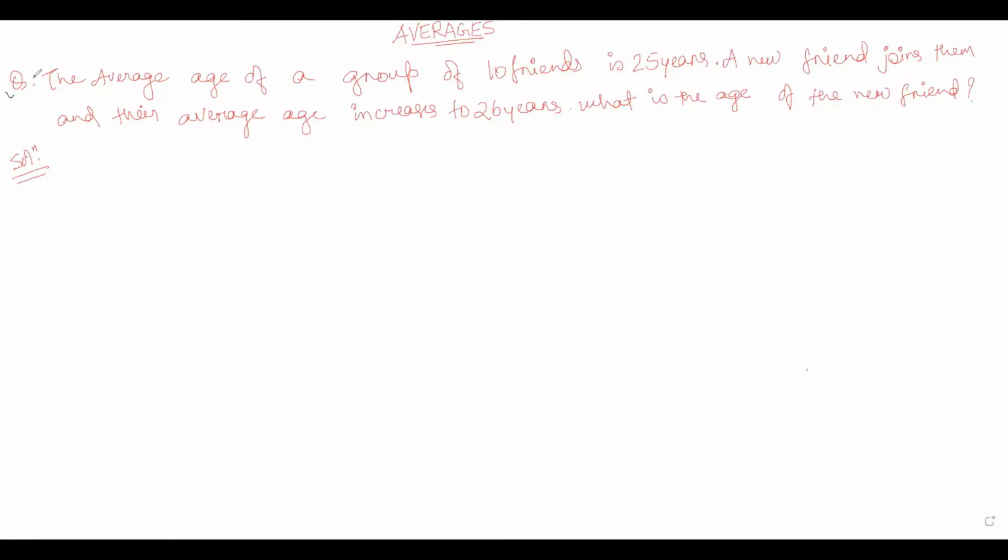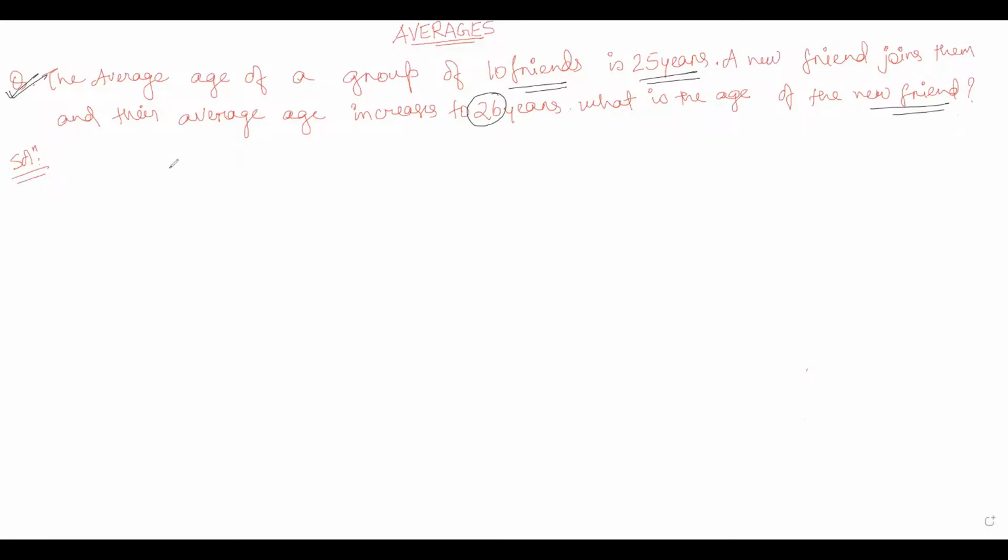Okay, so now let us say this question. The average age of a group of 10 friends is 25 years. A new friend joins them and their average age increases to 26 years. What is the age of the new friend?